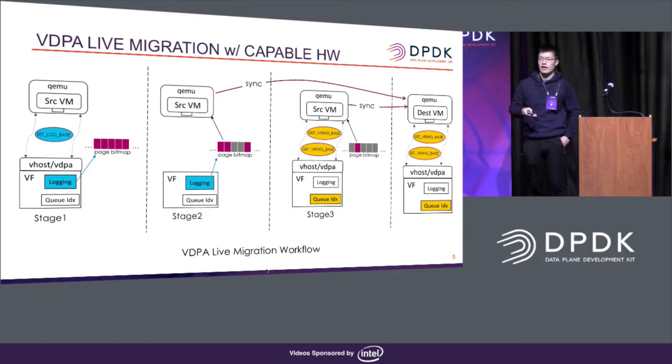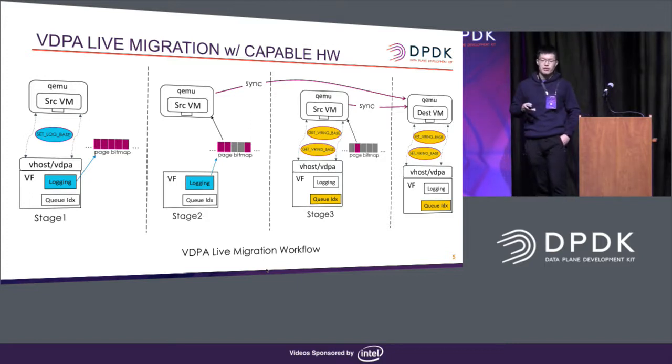Then the vDPA driver will configure the log memory information onto the device to trigger dirty page logging. Then we come to stage 2. For stage 2, each packet that goes into the guest memory will cause the device to do a dirty page logging DMA request to the page bitmap. At the same time, QEMU will keep copying the dirty pages from the source to the destination.